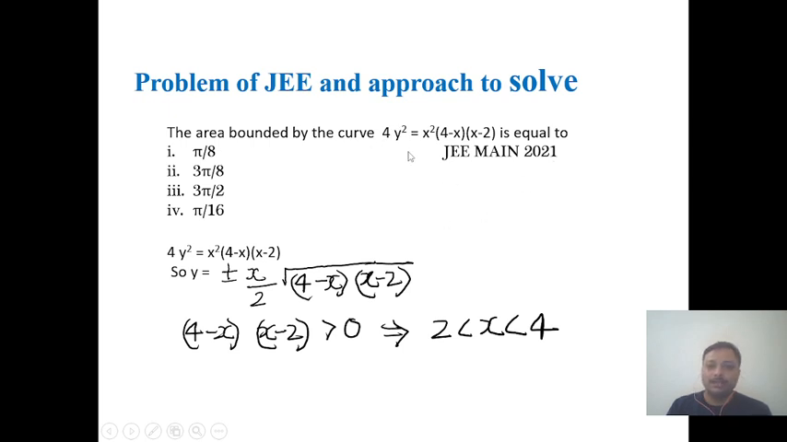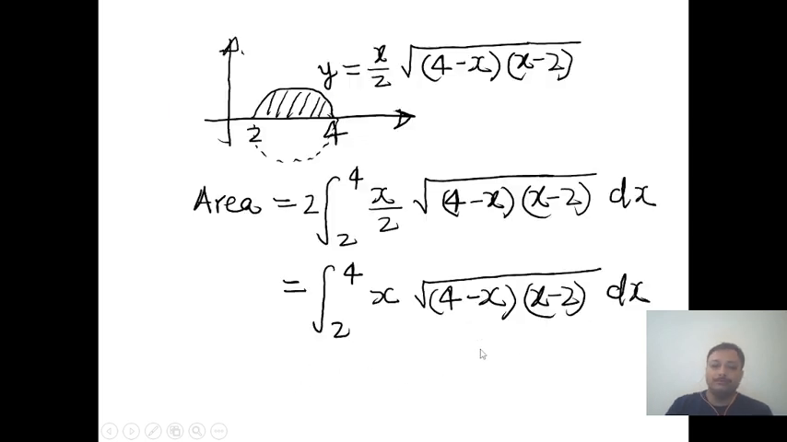So this curve 4y square is equal to x square (4 minus x)(x minus 2), we can rewrite it as y square is equal to x square by 4 times (4 minus x)(x minus 2). So we will take the square root: y is equal to plus minus x by 2 times the square root of (4 minus x)(x minus 2). Now 4 minus x and x minus 2 must be positive, so (4 minus x)(x minus 2) is greater than 0. So x must be between 2 and 4.